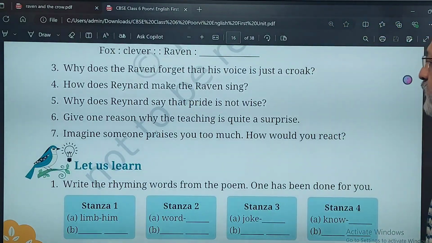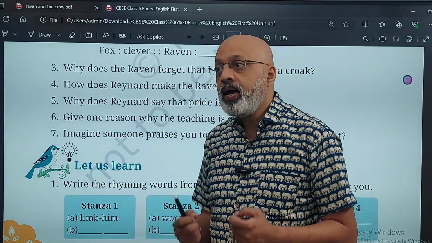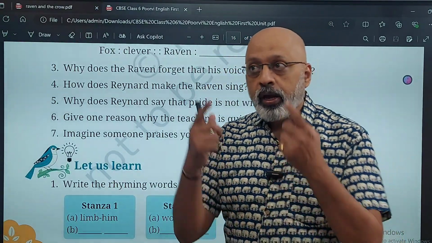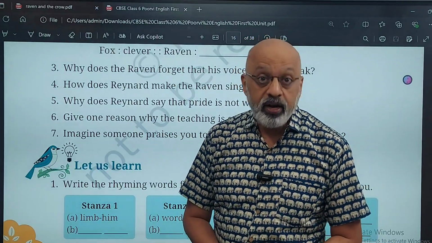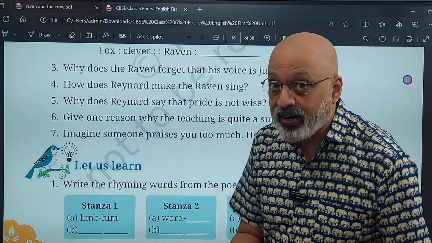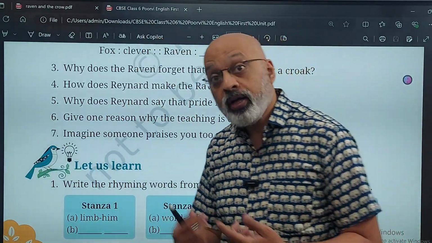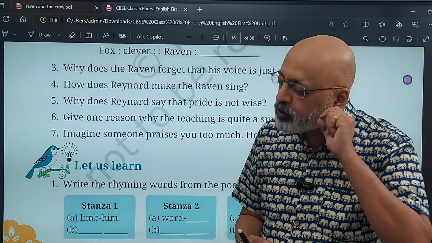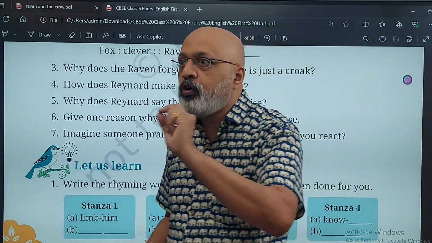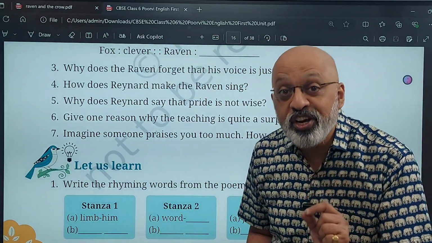Give one reason why the teaching is quite a surprise, because we did not expect this kind of an ending. We did not expect कि लोमड़ी इस तरह की चाल चलेगी, that the fox would do this kind of a trick in order to get that piece of food, right? That the raven was holding. So the teaching is therefore quite a surprise both to the raven as well as to the readers like you and me, that, oh, in this way people can cheat. So you have to be very careful, and that's a lesson for each one of you. You have to be very careful about how people out there in this world can come to cheat you.